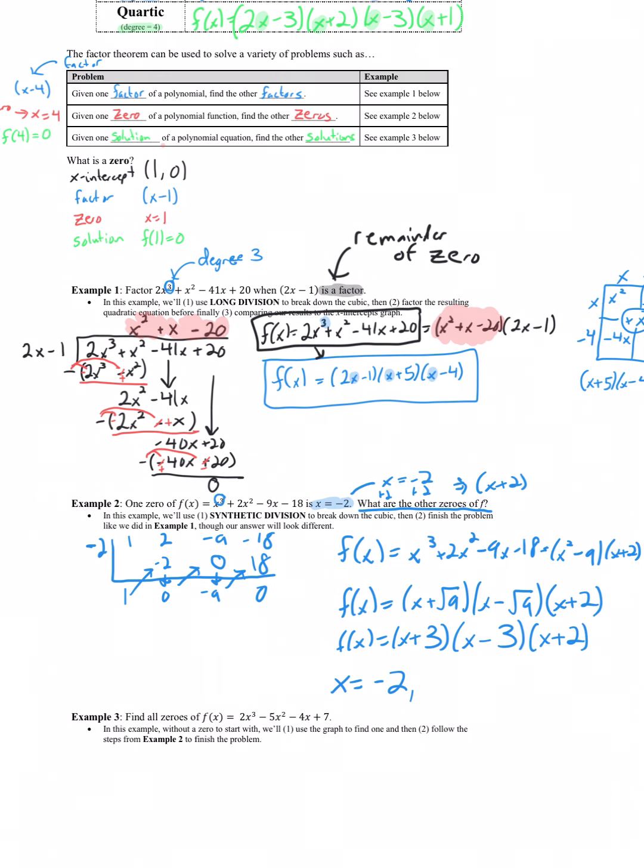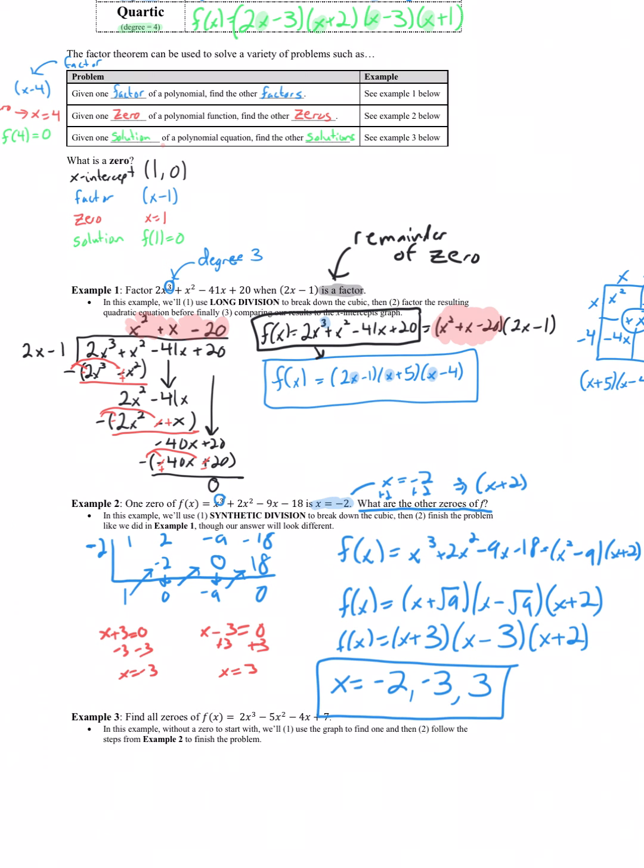The other ones would be if I took x plus 3 equals 0 and I subtracted 3 from both sides, I got x equals -3. X minus 3 equals 0 and I added 3 to both sides and I got x equals 3. So my zeros would be -2, -3, positive 3. That's how I'd write down my zeros. Okay. So that's the difference in vocabulary. We just have to make sure we understand how the vocabulary works. Okay.